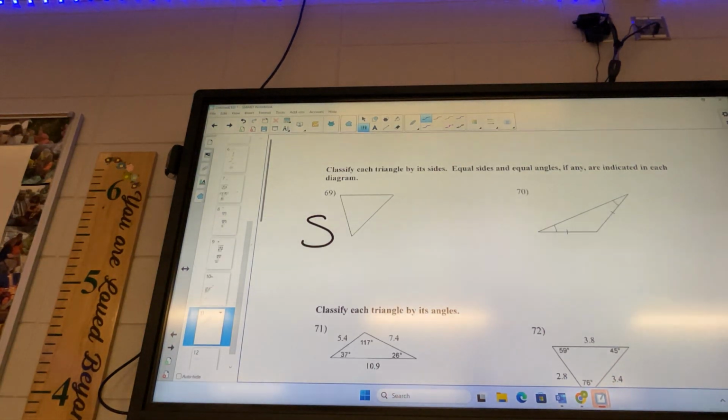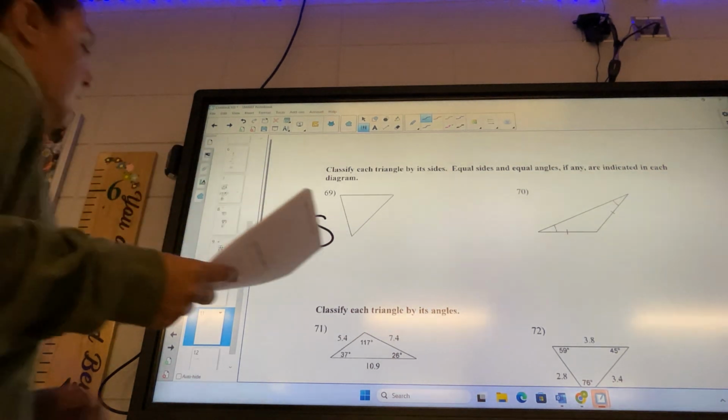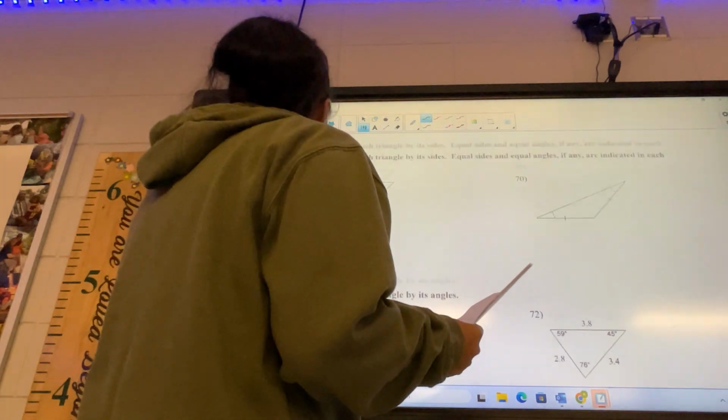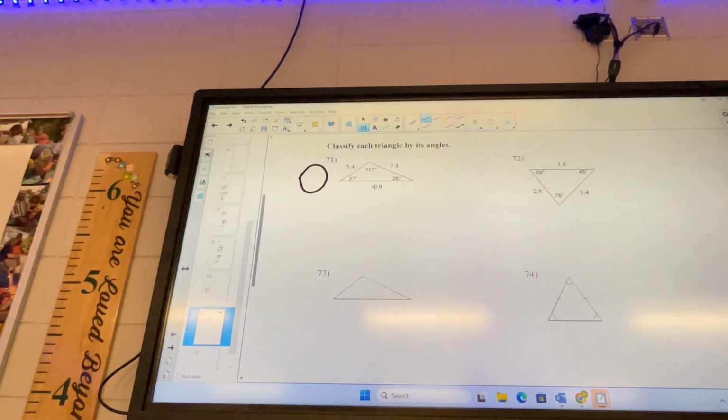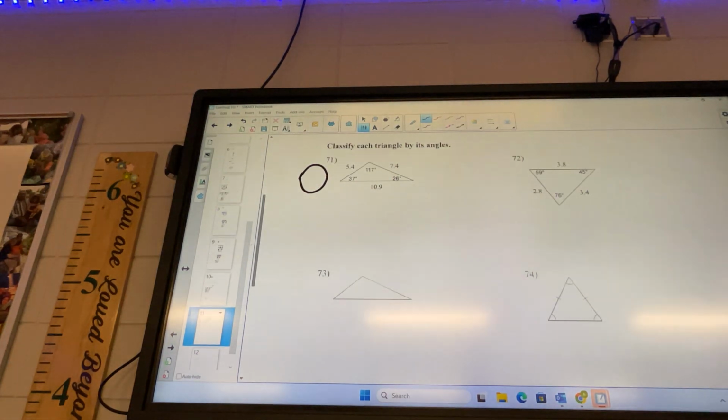Okay, 71 says classify them by its angles. By its angles. So are we looking at the inside or the outside? Inside. Okay. I've got a 26, a 37, and a 117. What kind is this? Obtuse. Okay, 73. This one we are basing on looks. What does it look like? It is an obtuse.